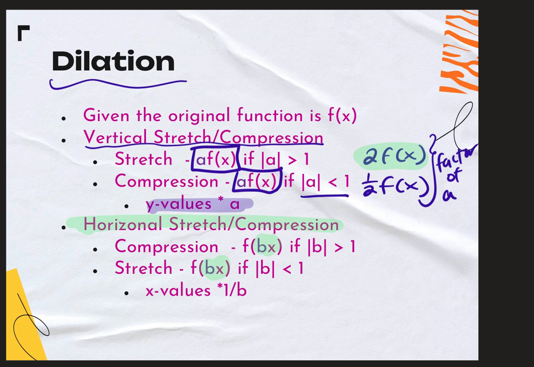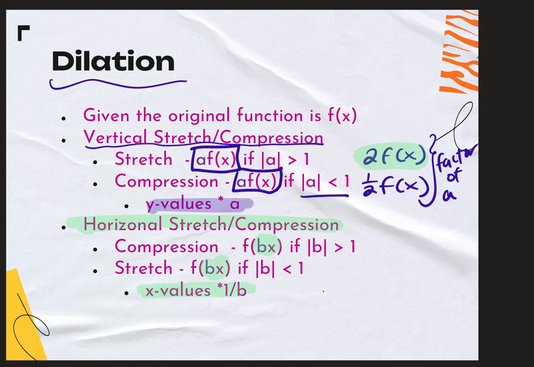That's a horizontal compression. And if it's less than 1, again, we ignore the sign, so it's less than 1, now it's a horizontal stretch, like the walls are pulling out left to right, okay? So if it's inside, horizontal stretch or compression. If it's on the front, vertical stretch or compression. The other difference with horizontal is that the change is by a factor of 1 over b.